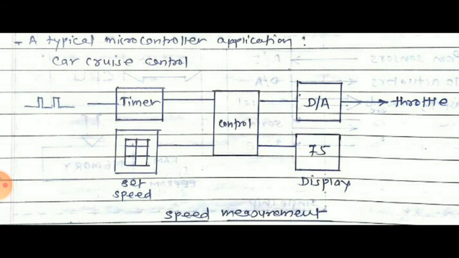A typical microcontroller application is car cruise control, which is given here for speed measurement. There are different elements: timer, control, digital to analog converter, timer, then the speed control unit, placed on a single chip. So this is an example of a microcontroller used for car cruise control. So this is regarding the microcontroller and the interfacing elements.